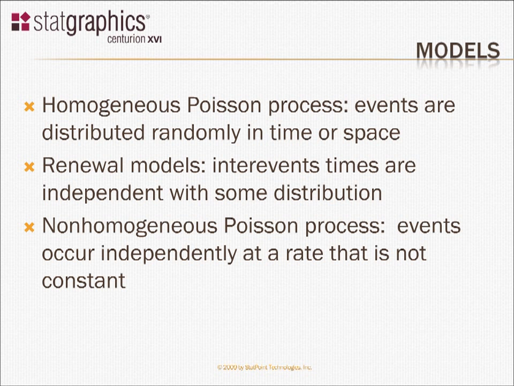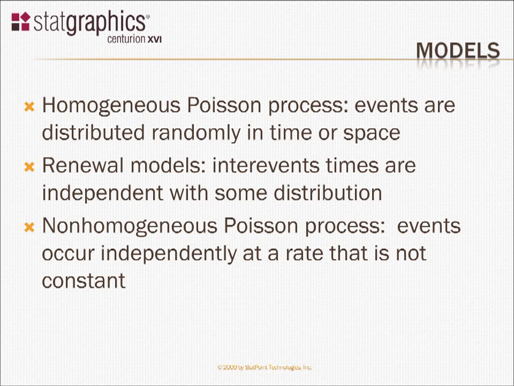A generalization of that is what's called a renewal model. In a renewal model, the time between events is independent, as in a homogeneous Poisson process, except if an event has not occurred for a long while, then the probability that it occurs today is going to be higher than it was if there was an event that occurred recently. And we allow for different types of distributions for these inter-event times.